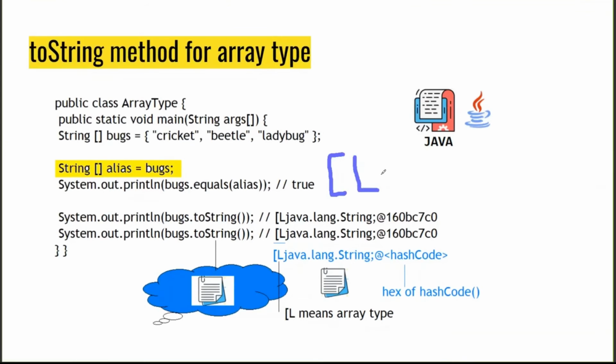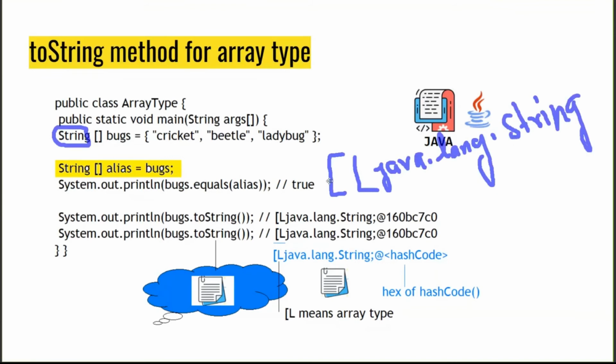After that, it will print the fully qualified class name, which includes the package name. My string is present in which package? java.lang. After that, dot string. The capital L represents that my array holds class type. If it is primitive type, then it will be I. Then square bracket, L, the fully qualified class name, then semicolon, then the at sign, and here it will print the hexadecimal of the hash code. No need to remember it after this.